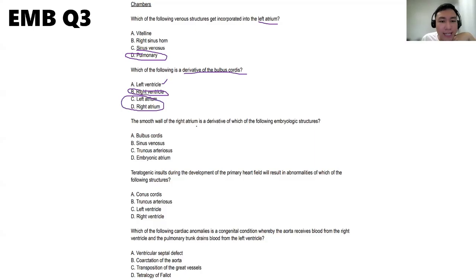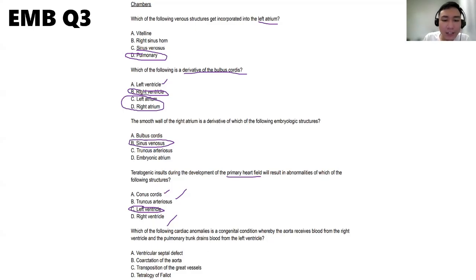The smooth wall of the right atrium is a derivative of your sinus venosus. Kasi nga, dyan yung sinoatrial node, di ba? Sinus venosus. Teratogenic insults during the development of the primary heart field will result in abnormalities of, so primary heart field forms both of your atria and your left ventricle. So left ventricle. These ones, conus cordis, truncus arteriosus, and right ventricle are from your secondary heart field.